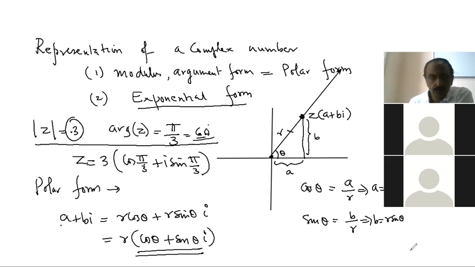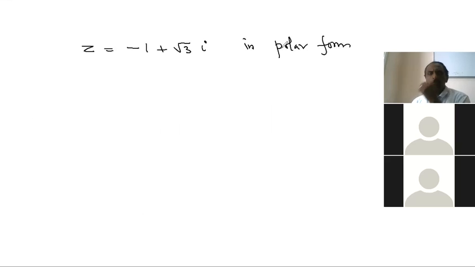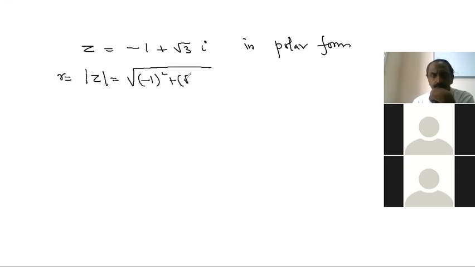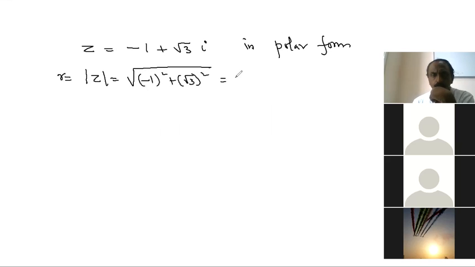So they will ask you, write the complex number -1 plus root 3i in polar form. The first thing that you have to do is calculate the modulus. What is the modulus? Root of a square plus b square. So you get root of 3 plus 1, which is 2. Next is calculate the argument.